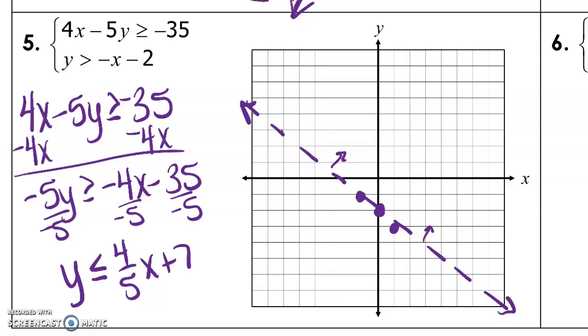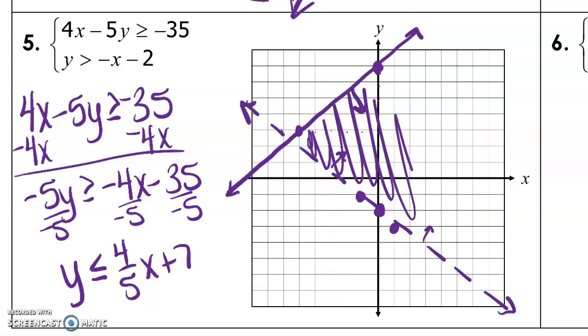So I start up 7. Normally I would go up and right, but I can't, so I need to go down 4 and left 5. That one is a solid line because it's an or equal to. And it's a less than, so down below the line, so this big region here.